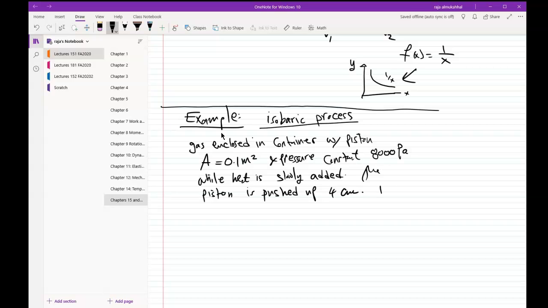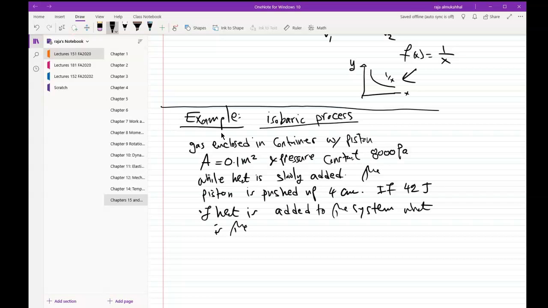Now here's the question. He said if 42 joules of heat is added to the system, what is the internal energy of the system?